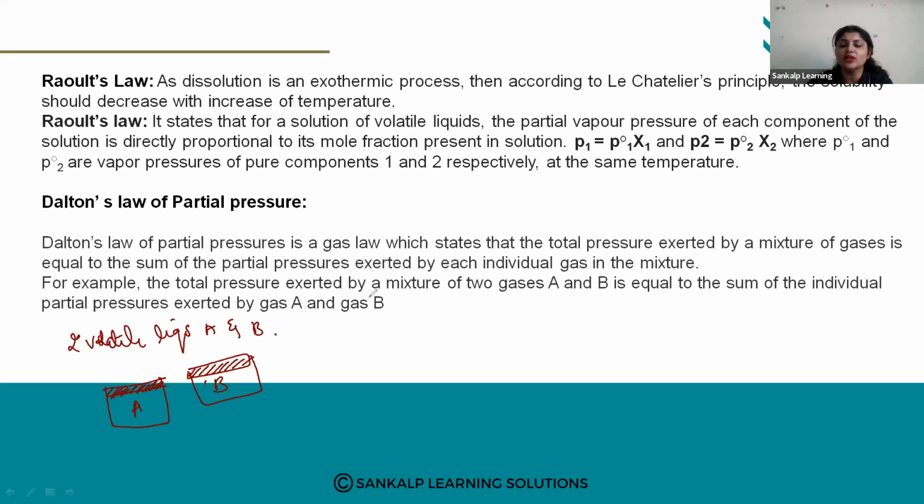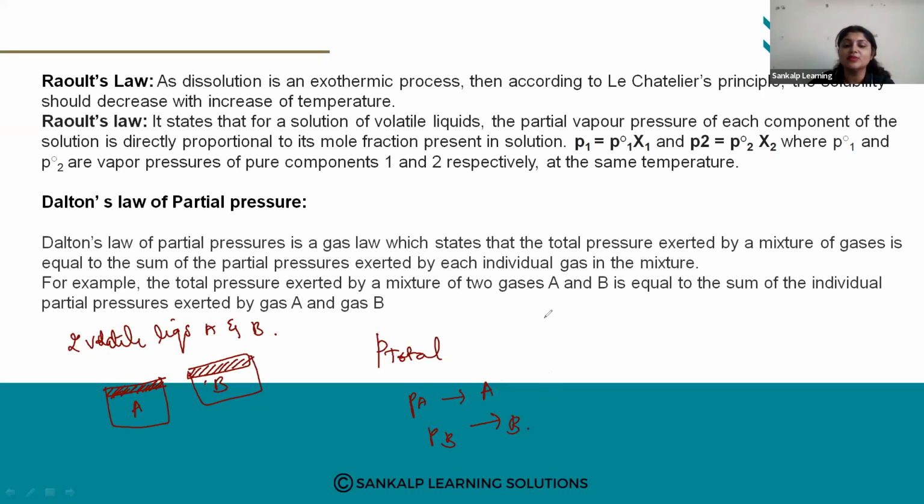The total vapor pressure at this stage is calculated as P total, and PA and PB. P total is the total vapor pressure, and PA and PB are the individual vapor pressures of liquid A and liquid B. This is the vapor pressure of A and this is the vapor pressure of B, the partial vapor pressures of liquids A and B of the solution respectively.